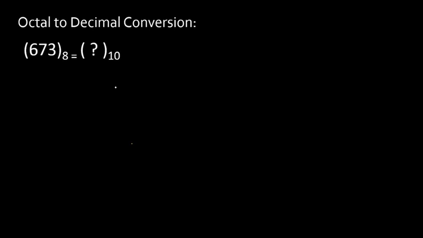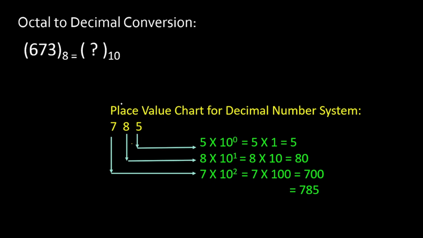Now come to octal to decimal conversion. Before discussing this, I would like to explain the place value chart for a decimal number. Here, as you can see on the screen, the place value chart for 785 is given, where 5 is the unit position, that means ones, 8 is on the tens position, and 7 is on the 100 position.